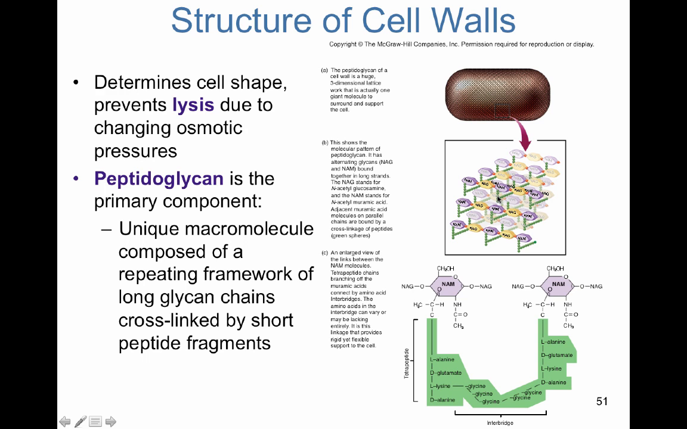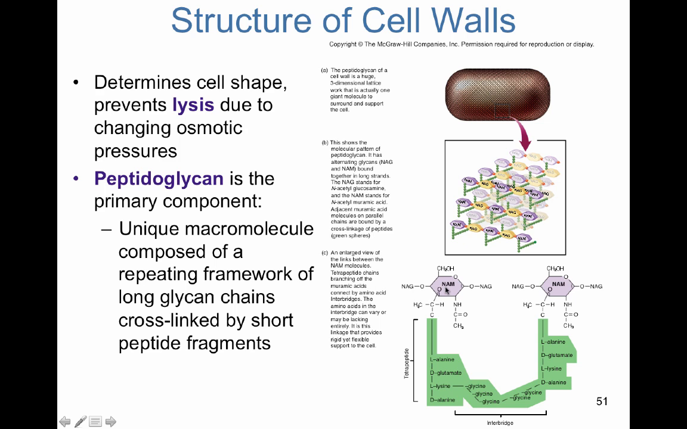Now, peptidoglycan is present in both gram-negative and gram-positive, just in different amounts. This is the cartoon image of the chemical framework of peptidoglycan. Basically, peptidoglycan is made up of a repeating framework of long glycan chains made up of NAM and NAG. This stands for N-acetylmuramic acid and N-acetylglucosamine.